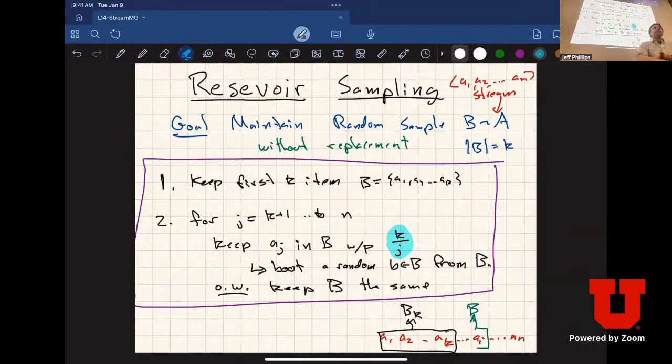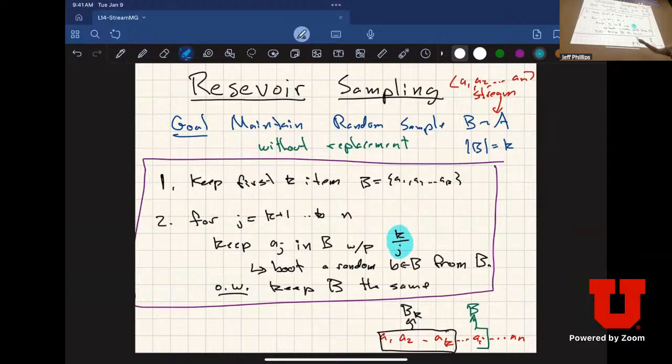Yeah. So you're building this as we're going through the stream. Yeah. So the probability I keep something changes and it keeps decreasing. And I'm maintaining a reservoir set B as I go. So the idea is that if we are keeping something, that's the only time we boot a random value from B. That's correct. So most of the stream B stays the same. So it's pretty stable.